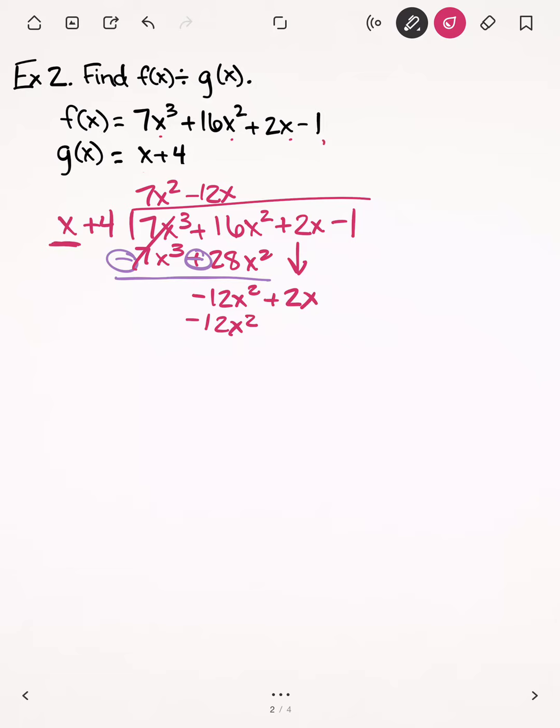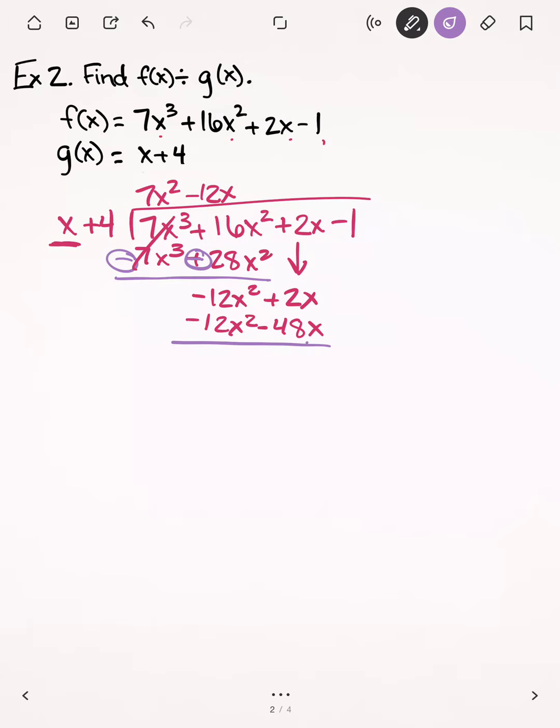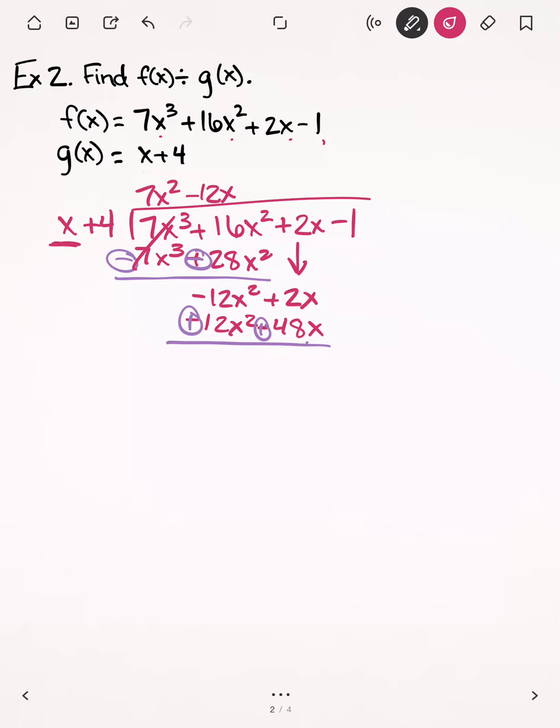I'm saying the answer before I even ask the question. Negative 12 times 4 is a negative 48x. I switch my color of my pen, and I draw the line and change the signs. Change it back. I add down.